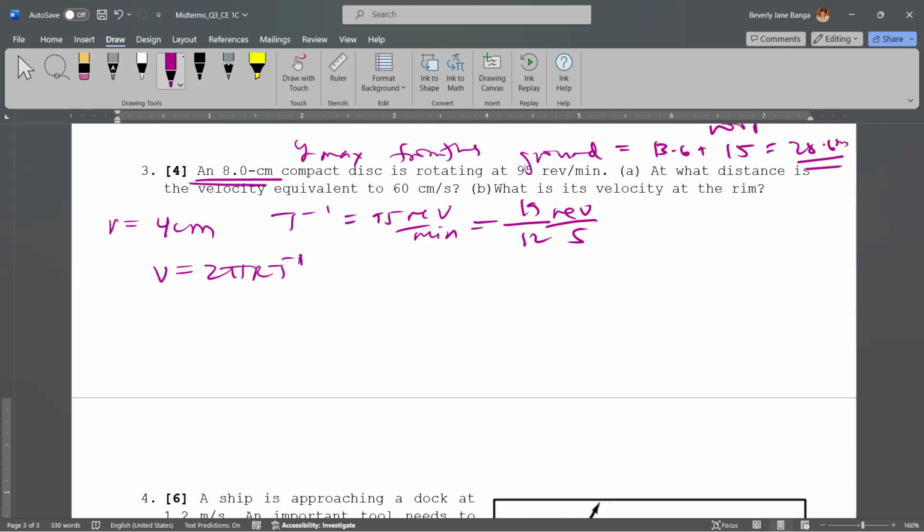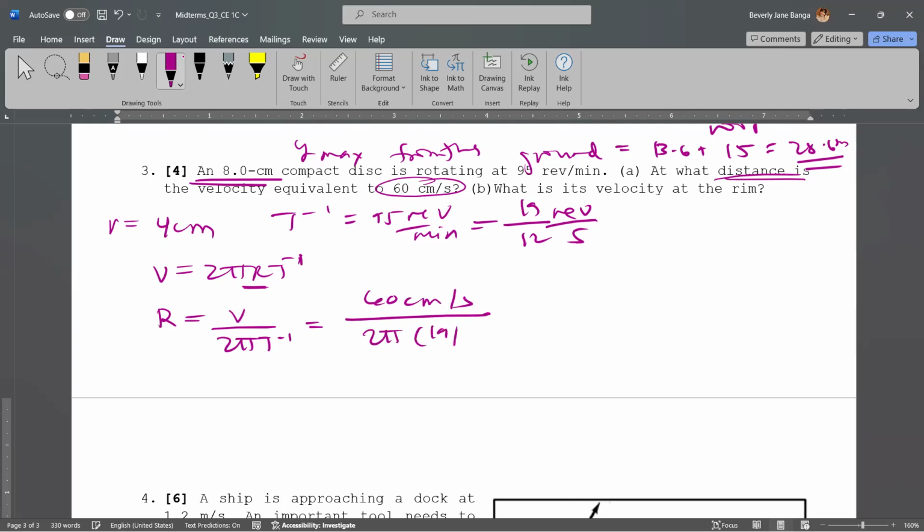Okay? Then, velocity daw. Kailan daw magkakaroon ng, saang distance daw may velocity na equal sa 60 centimeter per second. No? So, we're looking for radius. So, nakita na natin to kanina. So, radius is simply V over 2 pi T inverse. So, this is simply 60 cm per second over 2 pi times 19 over 12. This will give us 6.03 cm from, so this is 6.03 times 10 raised to 0 cm from center.